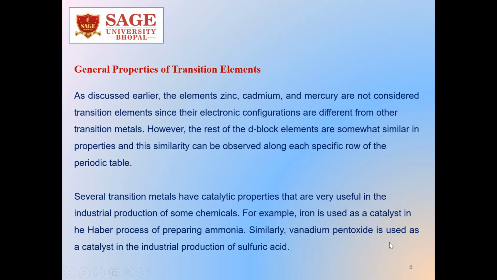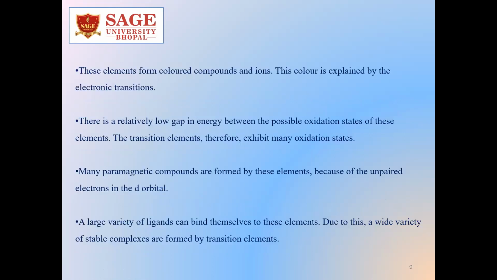For example, iron is used as a catalyst in the Haber process of preparing ammonia. Also, vanadium pentoxide is used as a catalyst in the industrial production of sulfuric acid. These elements form colored compounds and ions. The color is explained by electronic transitions. There is a relatively low gap in energy between the possible oxidation states of these elements. Transition elements therefore exhibit many oxidation states.